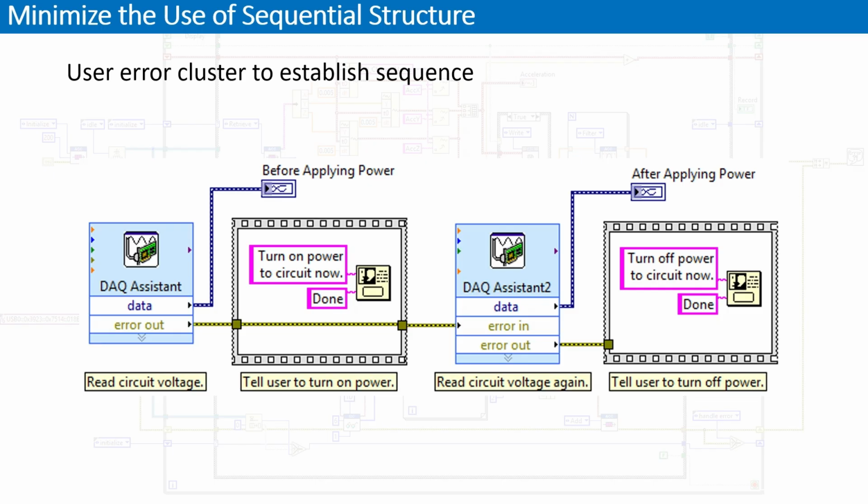As a result, the error cluster can be used to connect all 4 nodes in the block diagram and enforce the desired execution sequence.